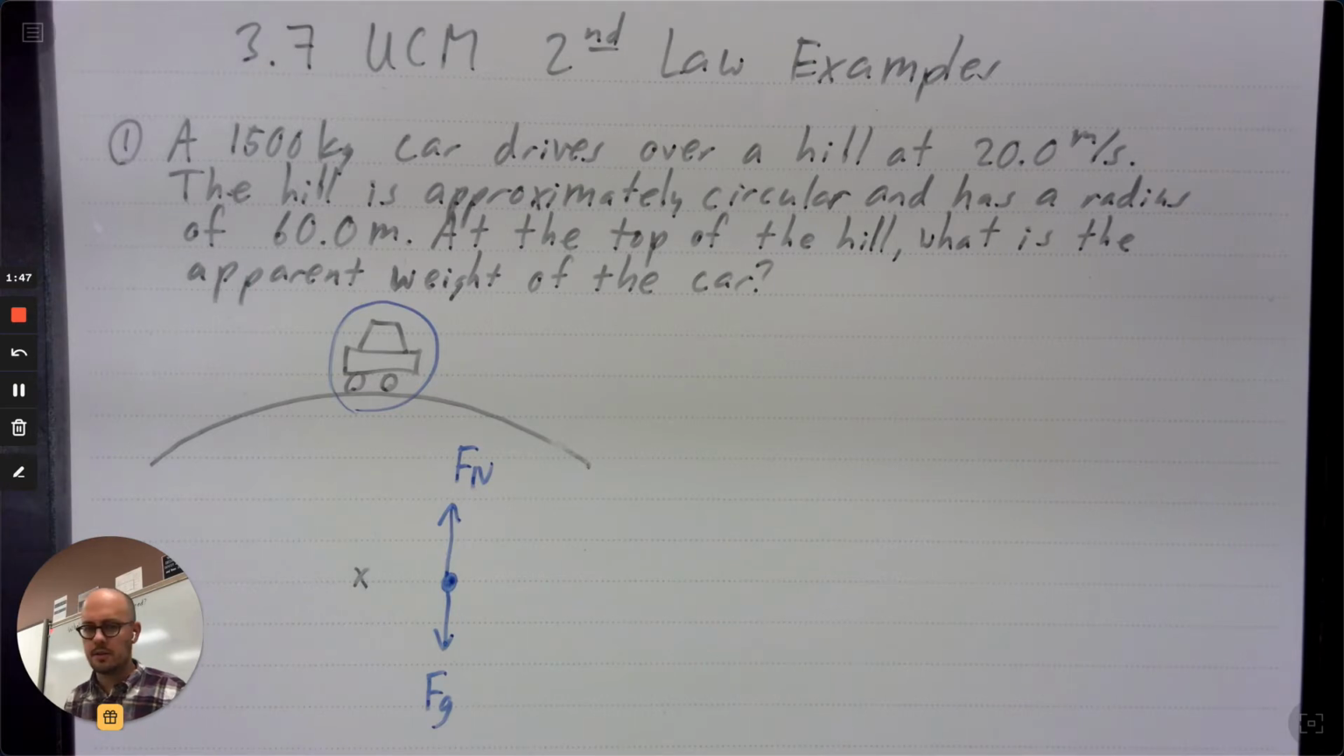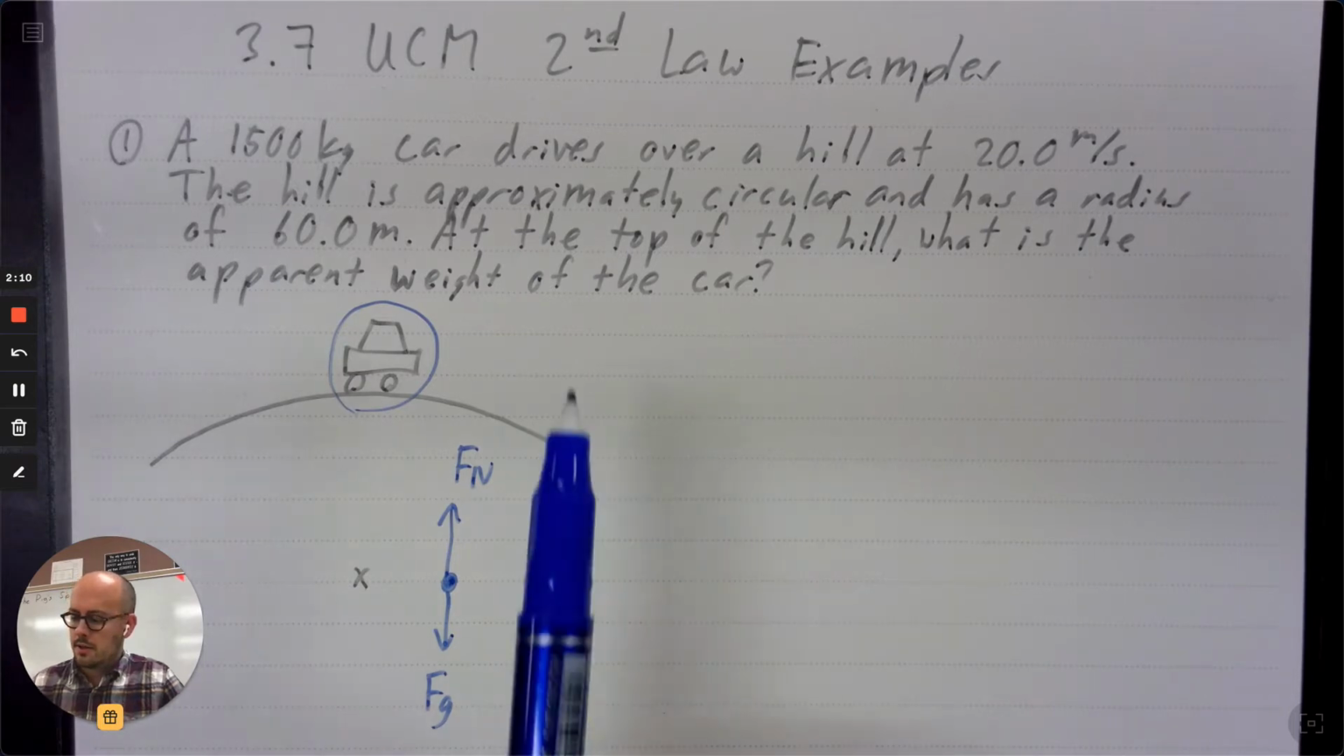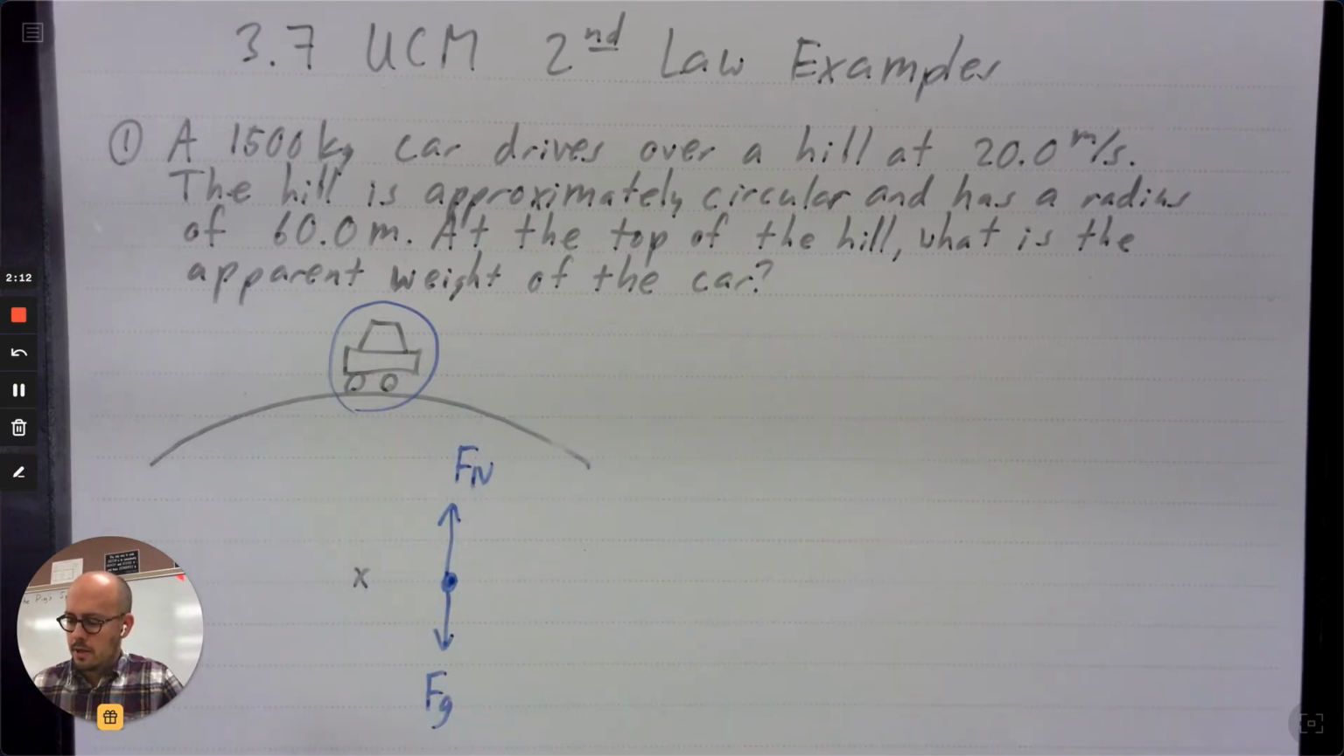Because it's going at constant speed, even if there was a horizontal force, there would be two opposite ones to keep it going at constant velocity. So for our purposes in AP Physics 1, it's best to not worry about, for the most part, horizontal forces when something's moving over a circle like this. Okay, so back to the question. At the top of the hill, what is the apparent weight of the car?